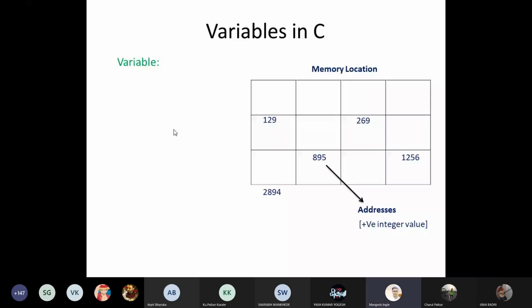Okay, that memory location is called an address, and that address can be referred to as a positive integer value. Each and every address is in the form of a positive integer value, right? Okay, all right, I'm recalling it.